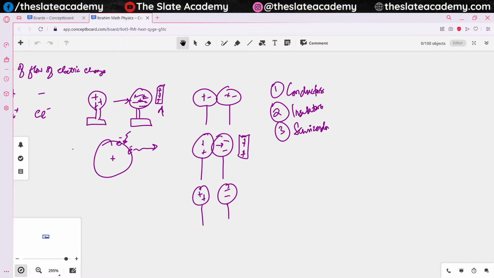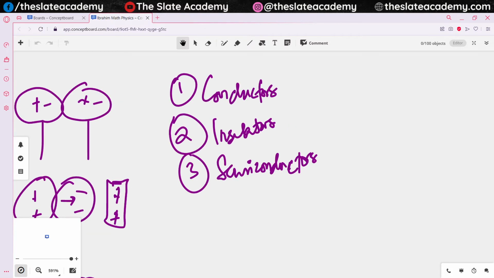So semiconductors, they are the materials, all the materials around us, we can categorize them in three categories based on how much current can flow through them. Categories of materials based on how much current can flow through them. There are three categories. Got it?